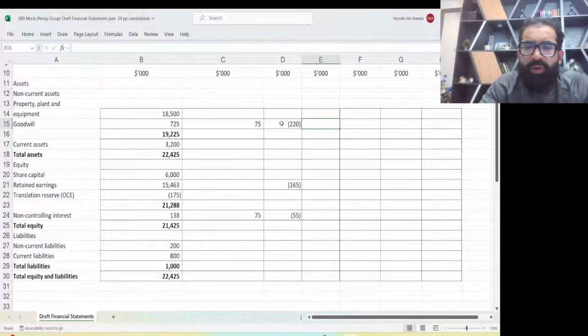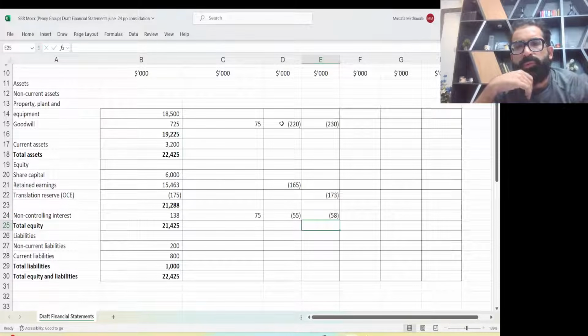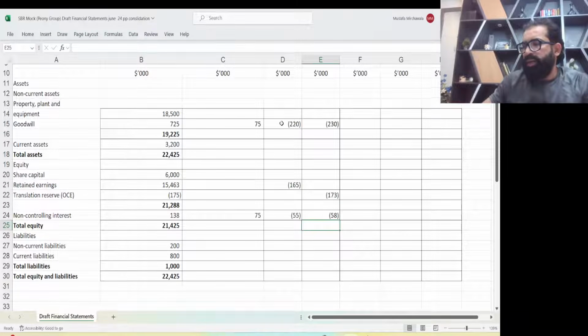Then we have foreign exchange loss on goodwill. Foreign exchange loss on goodwill means goodwill reduced by 230. And then we have translation reserve. See, translation reserve to be reduced by 172.5. So it's going to be rounded off. In my PC there is an auto round off. Okay, now NCI will be debited by 57.5, minus 57.5. Okay, so I have just posted 3 entries.